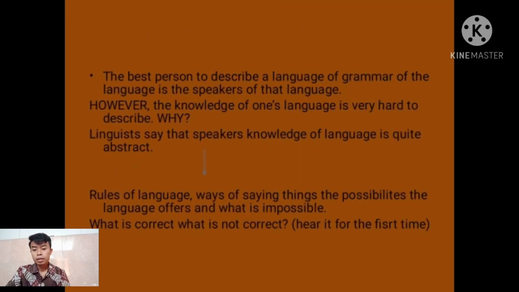Next, the best person to describe the grammar of a language is the speaker of the language. However, the knowledge of one's language is very hard to describe. Why? Linguists say that a speaker's knowledge of language is quite abstract. It is the rules of the language: what ways of saying things the language offers, what is possible and what is impossible, what is correct and what is not correct, even when hearing it for the first time.